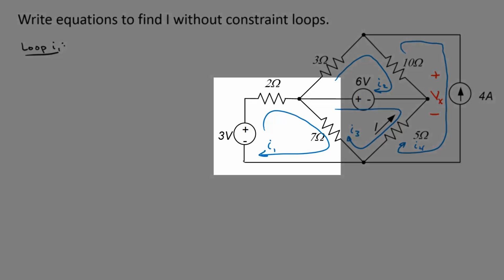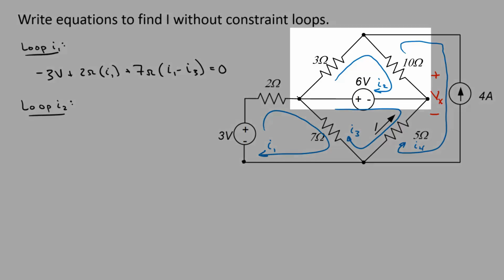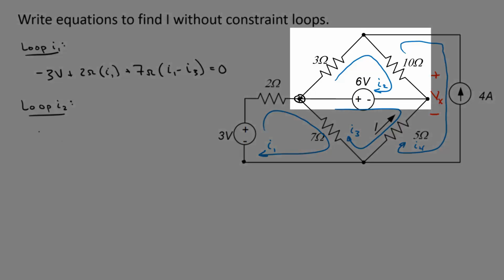For I1, if I start down here and go in this direction and do my usual sign convention thing, I get a negative 3 volts plus 2 ohms times I1, which is the only mesh current going through the 2 ohm resistor, plus 7 ohms times I1 minus I3. I3 is in the opposite direction from I1. That sums to 0.